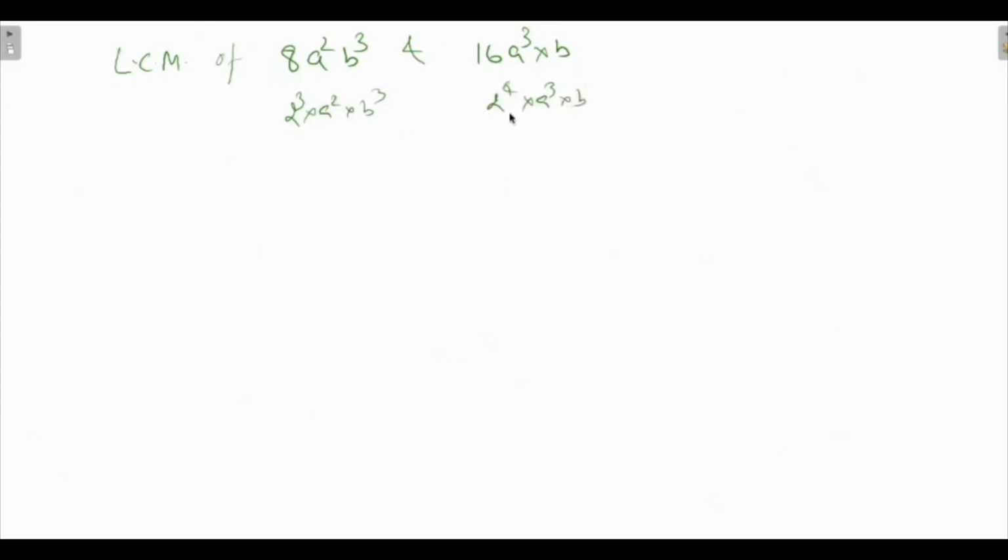So when I'm looking at 2 cube and 2 to the power 4, I take 2 to the power 4 out. Then I'm looking at a square and a cube. What should I take in the same bin? What should I take here?